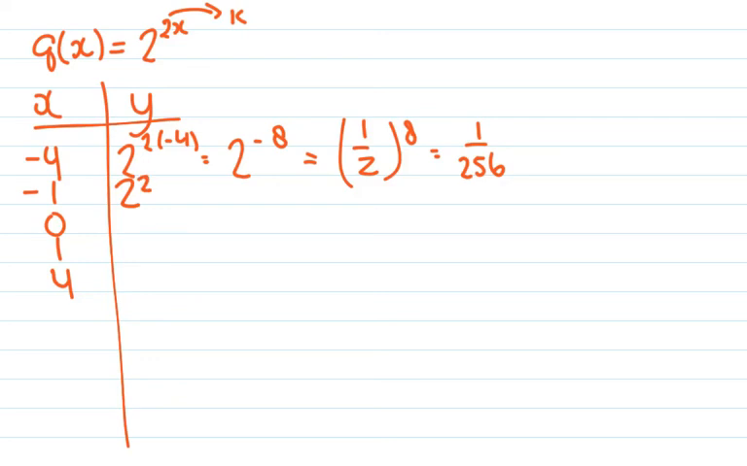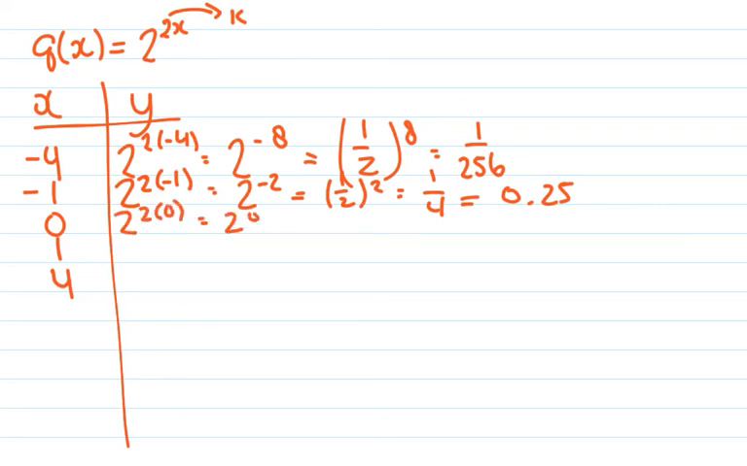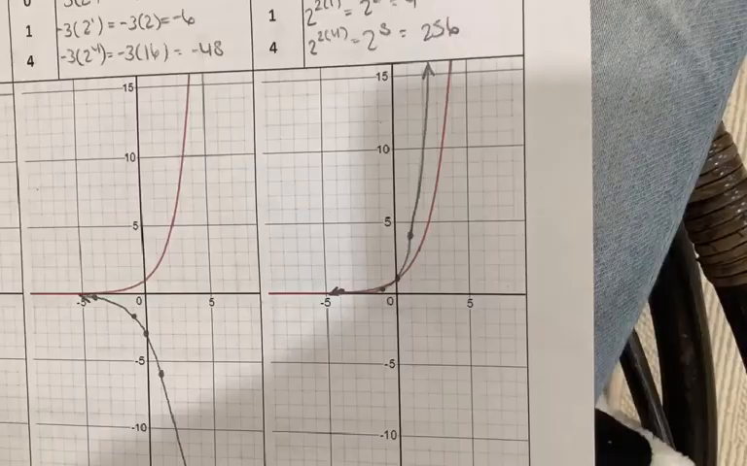2 to the power of 2 times negative 1 equals 2 to the power of negative 2 equals 1 over 2 to the power of 2 equals 1 over 4 equals 0.25. 2 to the power of 2 times 0 is 2 to the power of 0, which is 1. 2 to the power of 2 times 1 is 2 to the power of 2, which is 4. And 2 to the power of 2 times 4 is 2 to the power of 8, which is 256. All right, so pause again and draw your graph. All right, so your graph should look something like this.